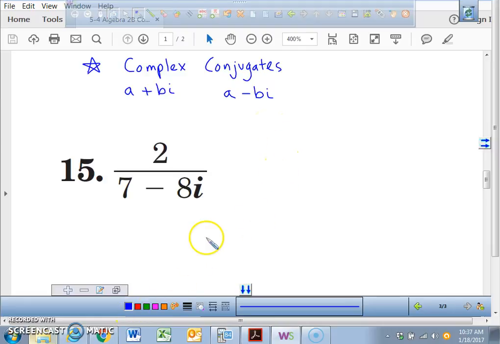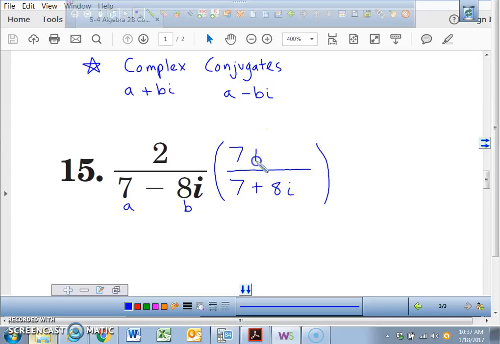Now, we are never allowed to have imaginary numbers in the denominators. We have to change that. We have to simplify this. You're going to take the numerator and the denominator and multiply them by the complex conjugate. So if that's 7 minus 8i, this is your a value and this is your b value. Then I'm going to multiply both the numerator and the denominator by 7 plus 8i.